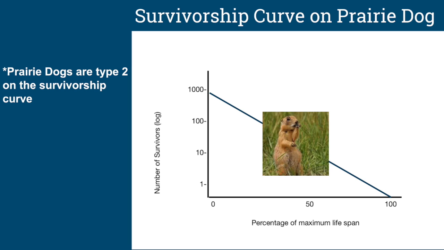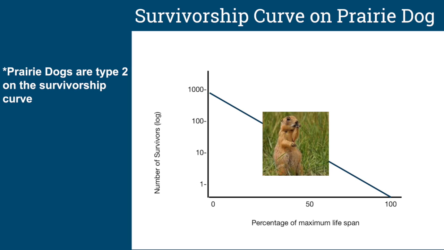Survivorship curve of prairie dogs. Prairie dogs are a common animal among those living in the temperate grasslands. They follow the type 2 curve for survivorship because they do not necessarily survive through their adult ages, but do not die at the beginning of their lives either. The line goes diagonal, so the death rate is constant.